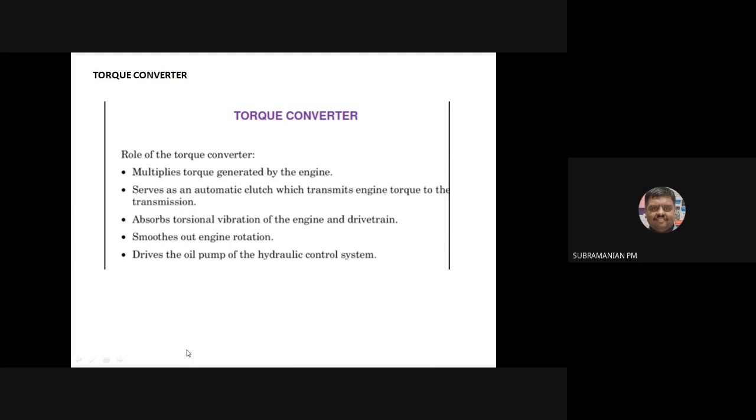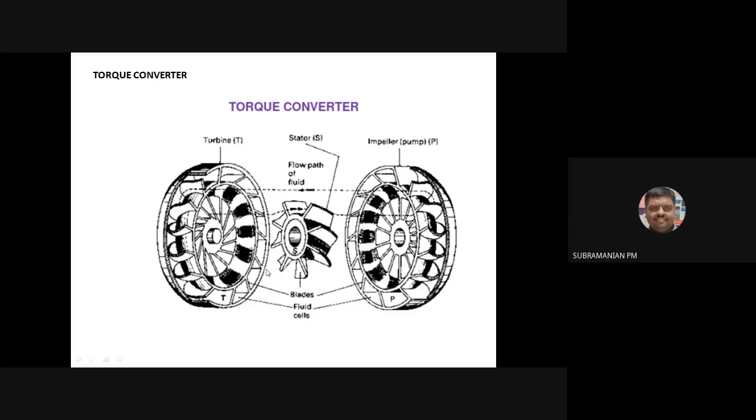And another thing, torque converter is going to drive the oil pump. Since it is a hydraulic control system, oil pump needs power. I have to supply power. So from my torque converter, I can get power that will be used to drive the oil pump. So this is a sketch I am showing in the enhanced view. You can see impeller, turbine, and these are called the fluid cells. The area between our two plates, I can term it as fluid cells.